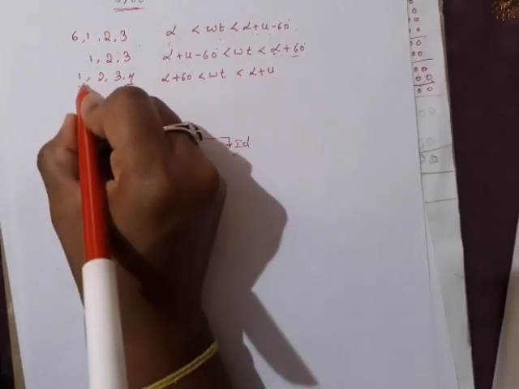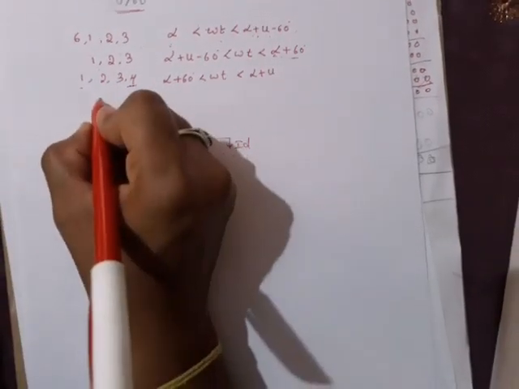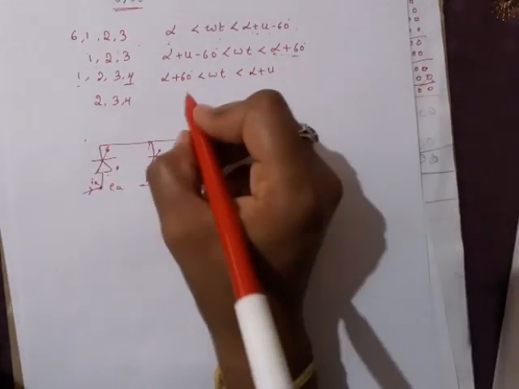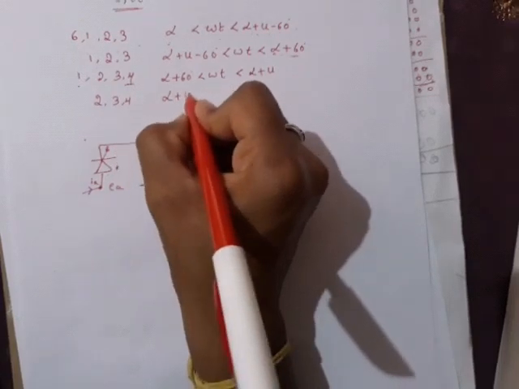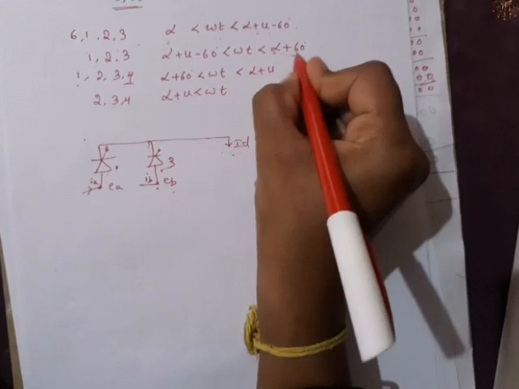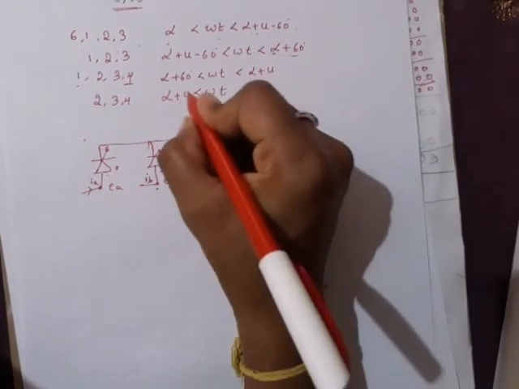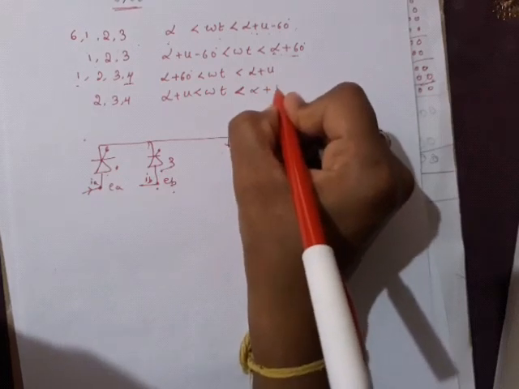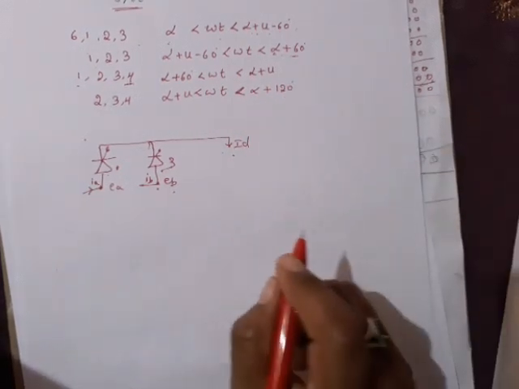Then valve number 1 goes out of conduction. Valves 2, 3, 4 were conducting. When 2, 3, 4 are conducting, the duration is alpha plus u. The same thing we have to take for omega t less than. For this, you just need to add 60 degree: alpha plus 60 plus 60, that is 120 degree.